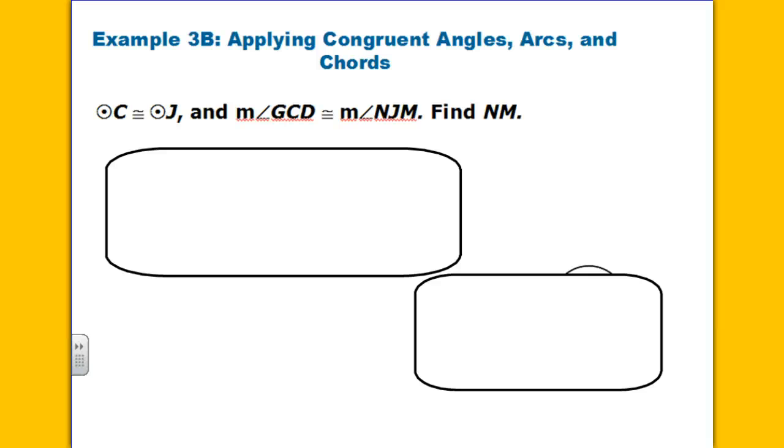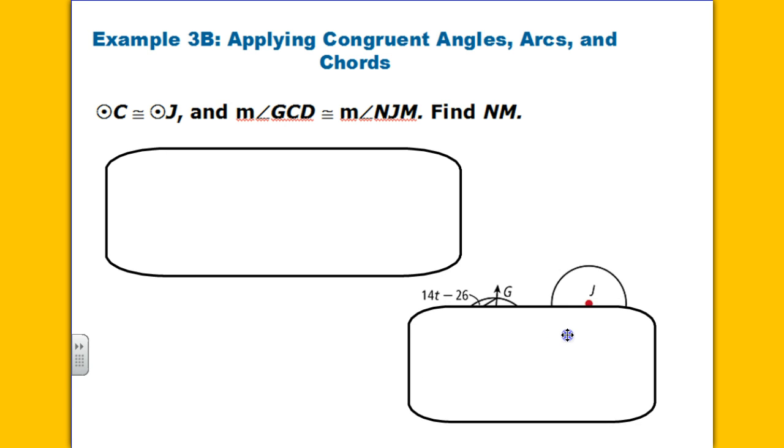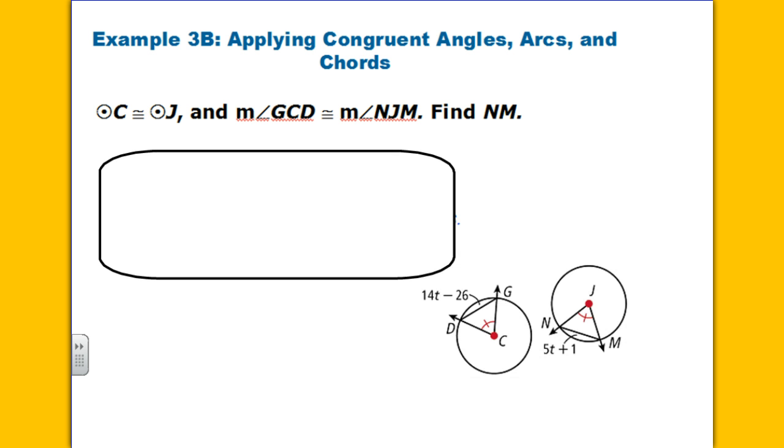Okay, so find NM. Go ahead and draw this, see what you come up with, and come back and check. You should have a circle C with G and D on the circle with an angle, whatever you chose to make that angle. It might look different than this, but it should look congruent to the angle in your second circle, circle J, where you should have N and M on the circle. These two angles need to look somewhat congruent, right?